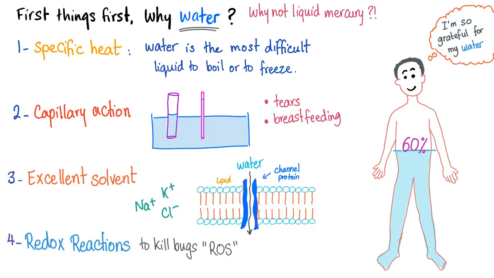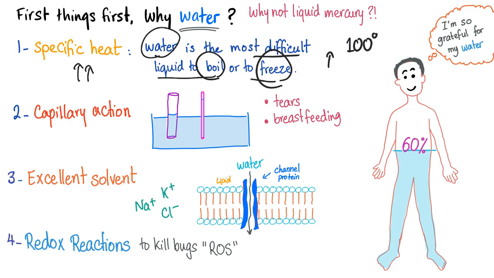Wow. About two-thirds or 60% of your total body weight is made of water. But why water? I'm sure your professor did not explain this to you. Why not juice? Why not liquid mercury or liquid nitrogen or any other fluid? Pay attention. There's something called specific heat, okay? It's the amount of energy needed to increase the temperature of a fluid. By the way, water has a very high specific heat, also known as thermal capacity, which means it's very difficult to boil water and it's very difficult to freeze water.